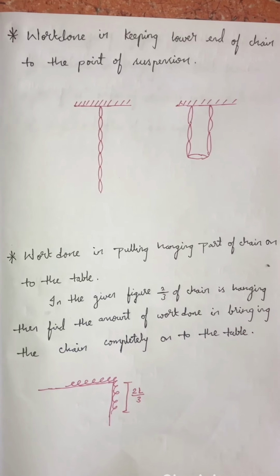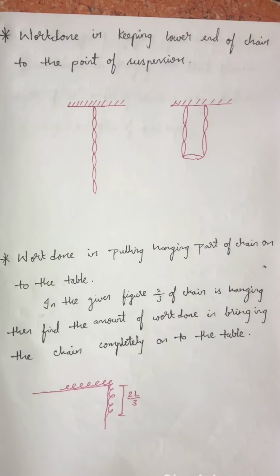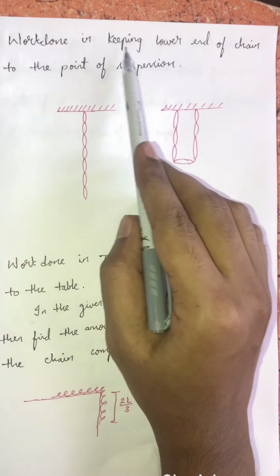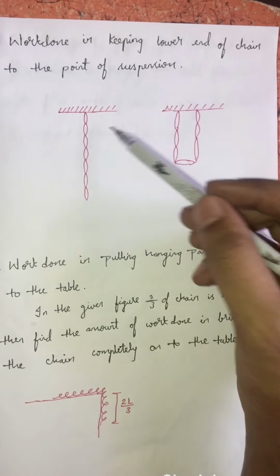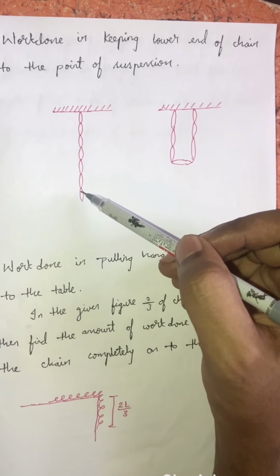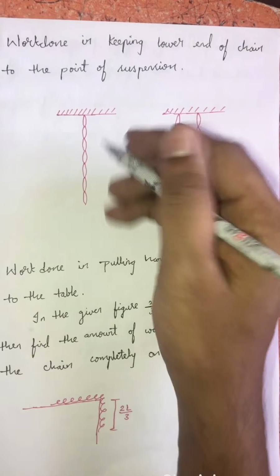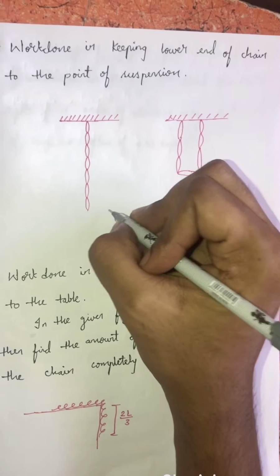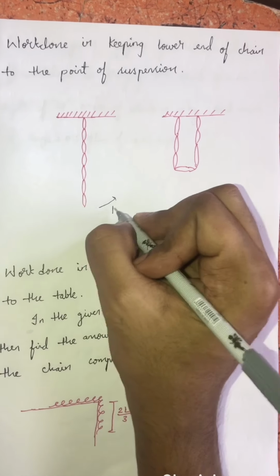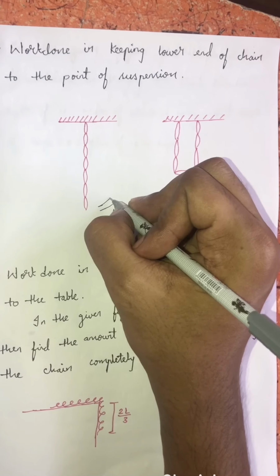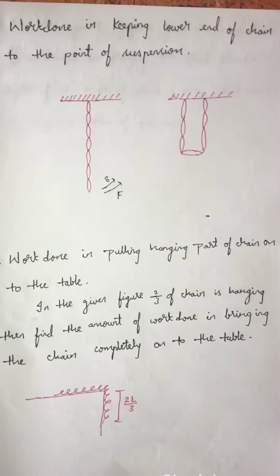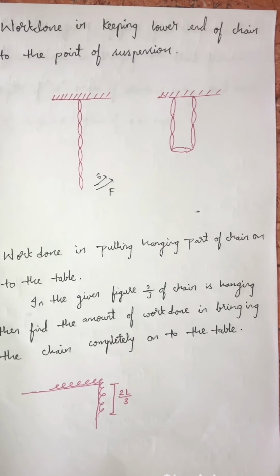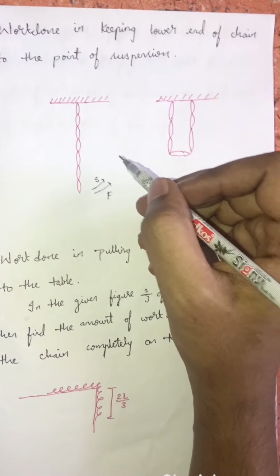Now let's see some problems based on chain. Here, work done in bringing the lower end of the chain to the point of suspension. Initially, the chain is hanging normally. Later, a force is applied in this direction. The displacement is also in this direction, so the value of theta will be equal to 0. Cos 0 will be equal to 1. And the free end of the chain is attached to the point of suspension.